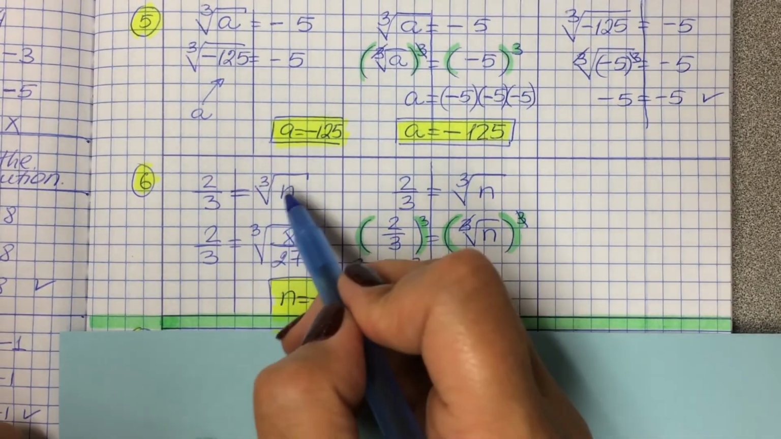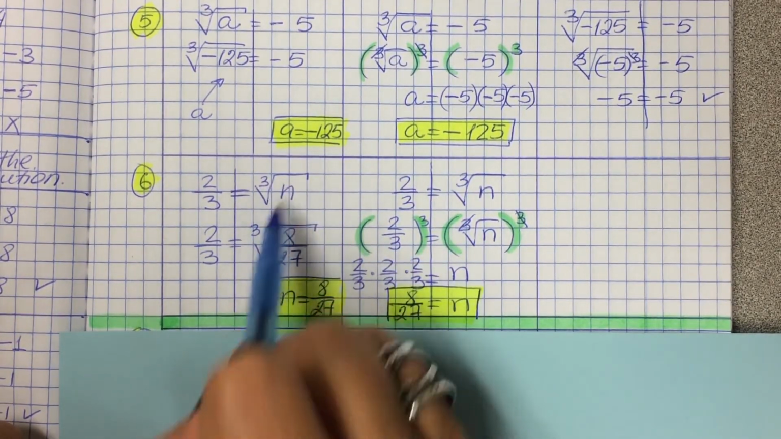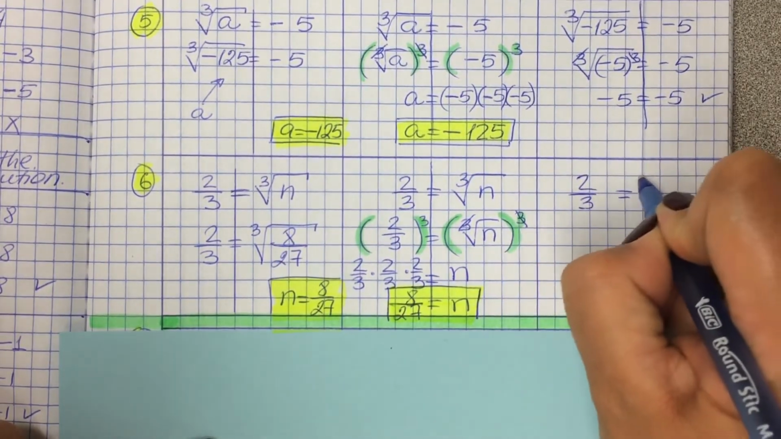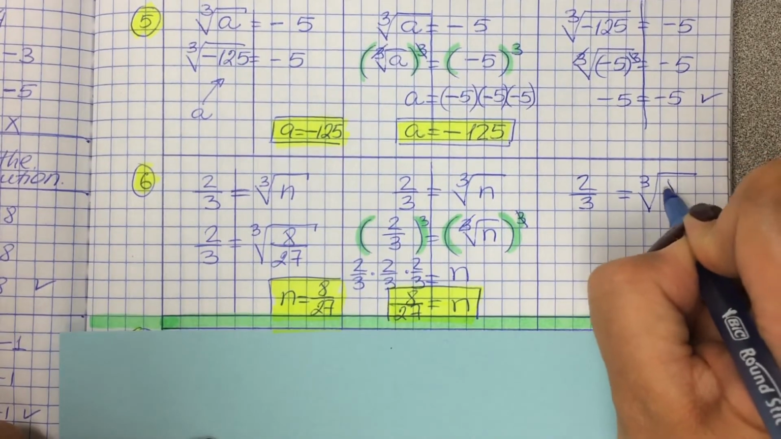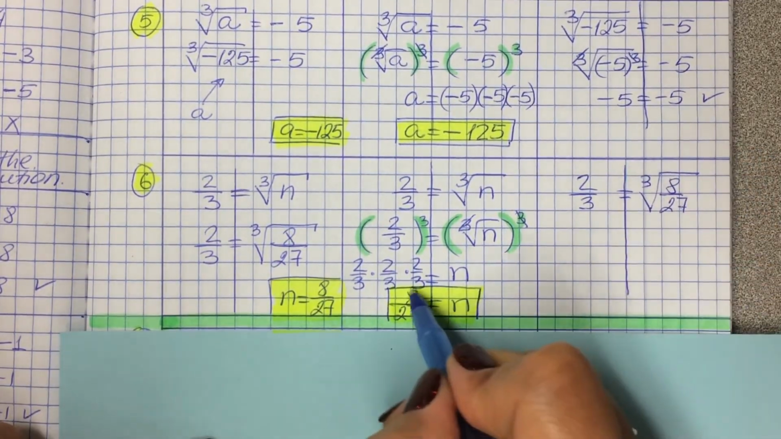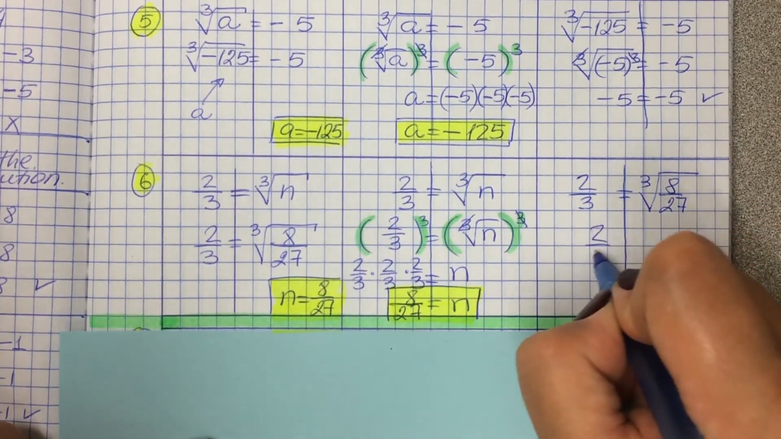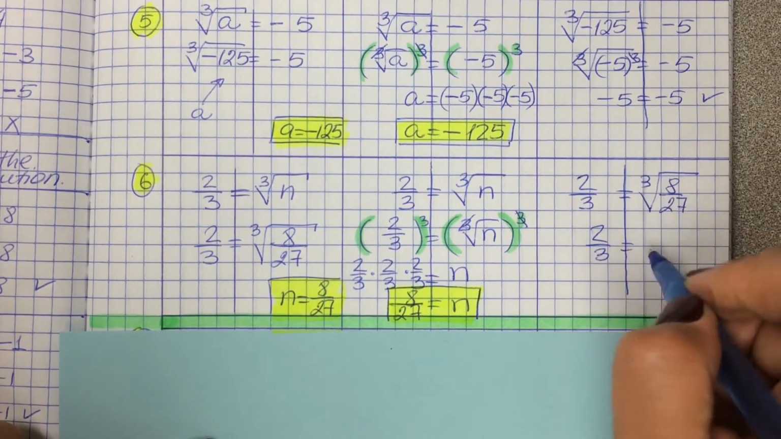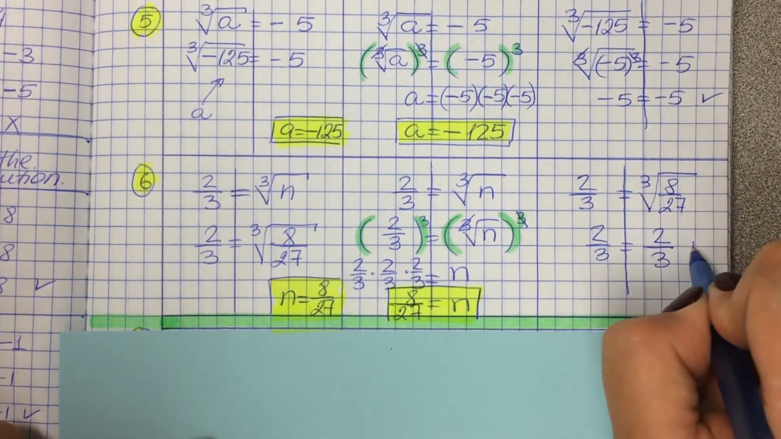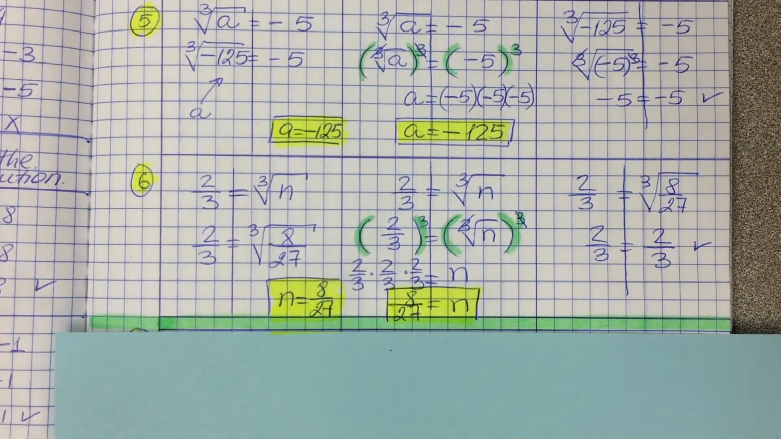Check by plugging in the 8/27 in the original equation. So 2/3 must equal the cubic root of 8/27. By plugging in the n value in the original equation, cubic root of 8 is 2, and cubic root of 27 is 3. That makes a true statement in the equation.